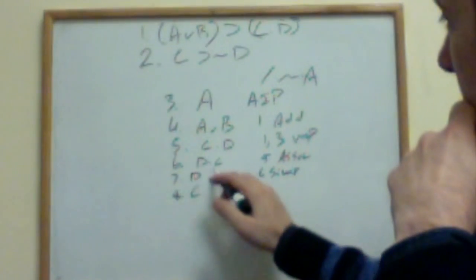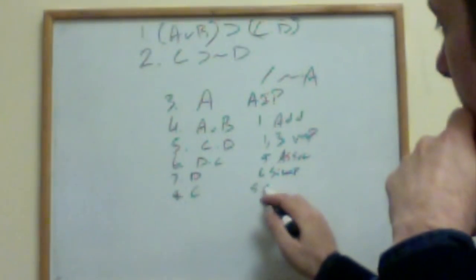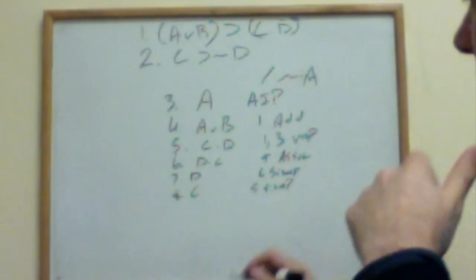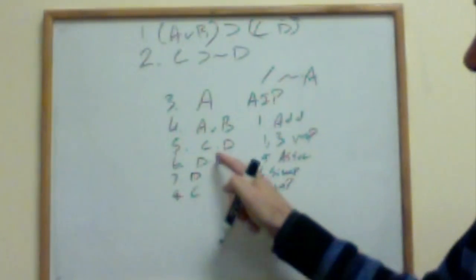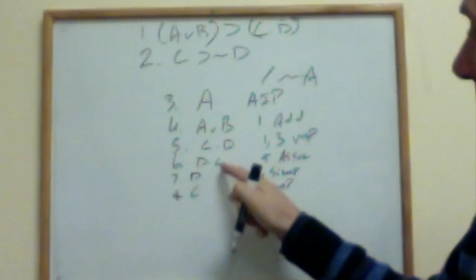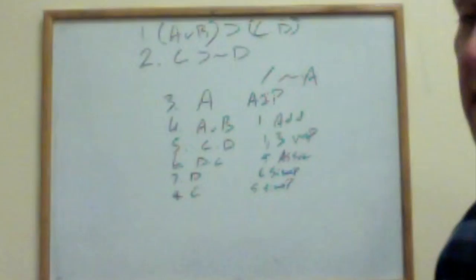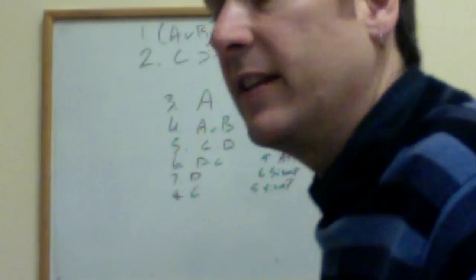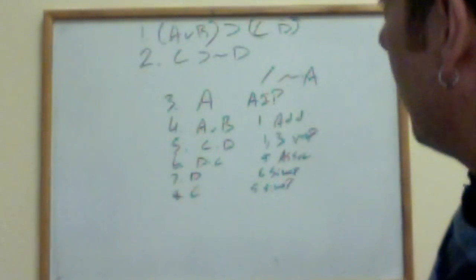And we get C from line 5 by simplification. Now, of course, you could have done these in either order. So you could have simplified this and then used associativity to switch that, and got D. It really doesn't matter. It's a stylistic choice. I did it that way.